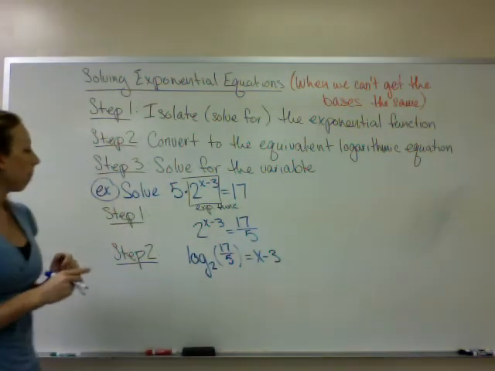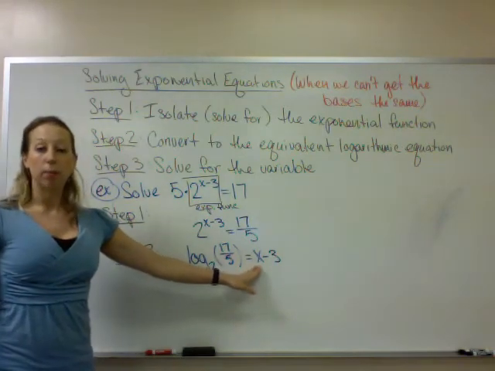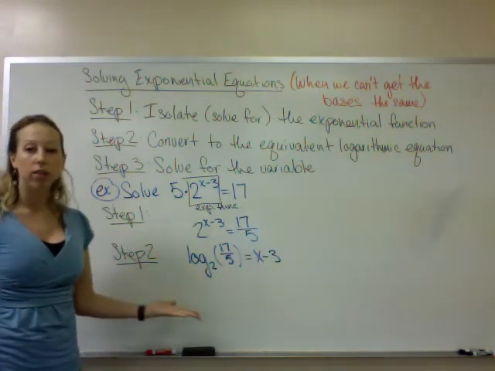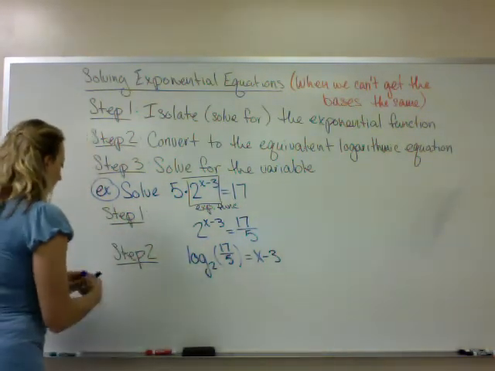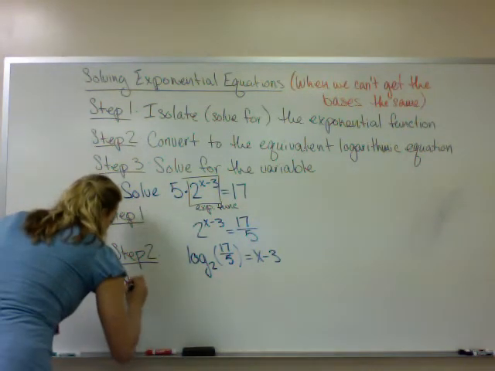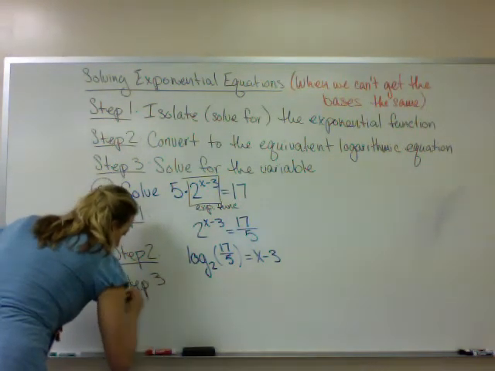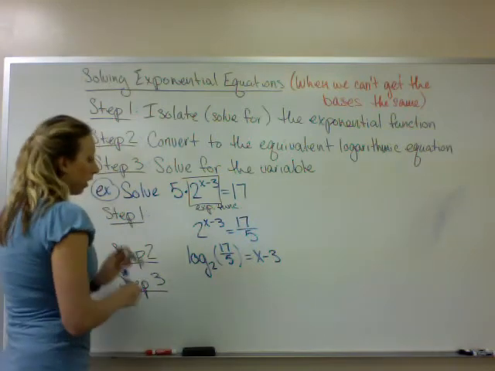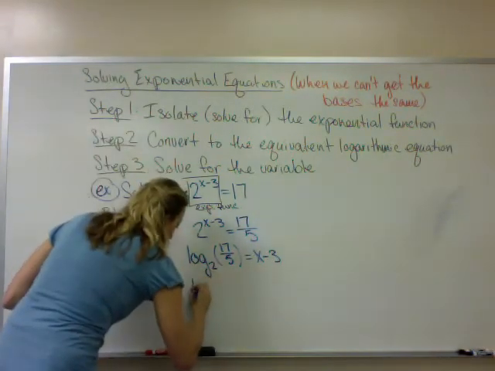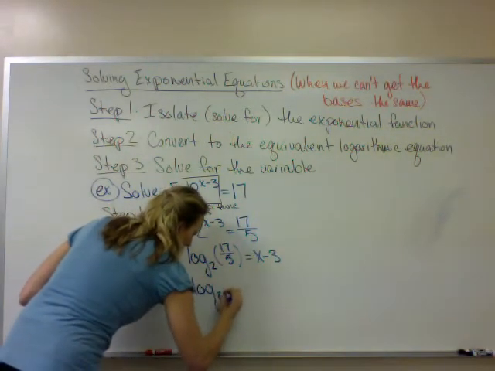And now look, your variable is no longer trapped up in an exponent, so you can solve this equation for x. And that's step 3. So we can do that just by adding 3 to both sides. That's simple enough.